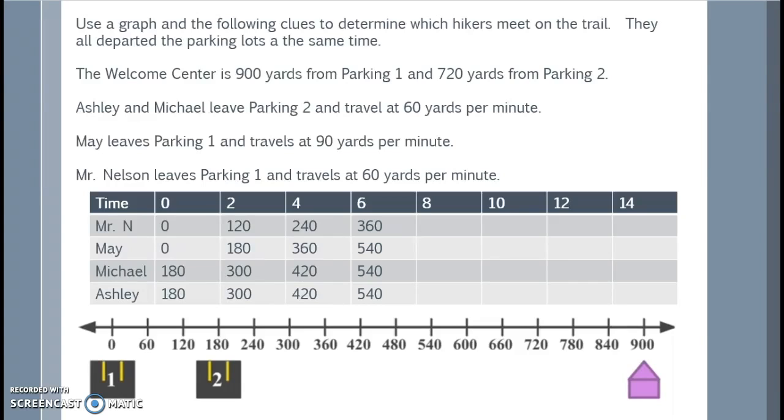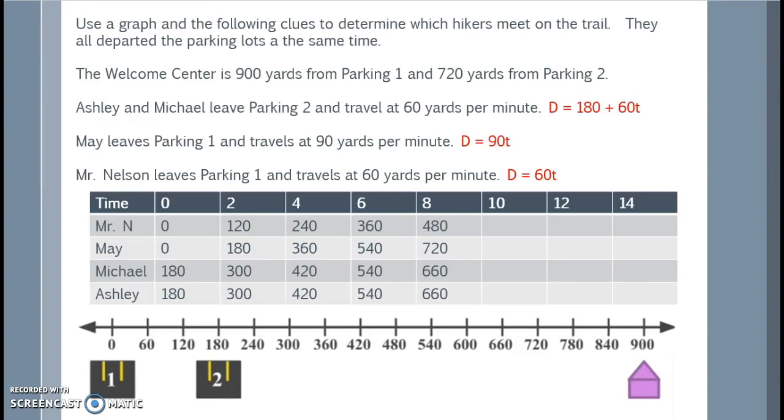At 6 minutes, I see that Mr. Nelson has traveled another 120 yards, while May has finally caught up to Michael and Ashley and will now surpass them because she's walking a little bit faster. She's traveling 30 yards per minute faster than Ashley and Michael. So now she's overtaken them at 8 minutes, where Mr. Nelson is still behind.